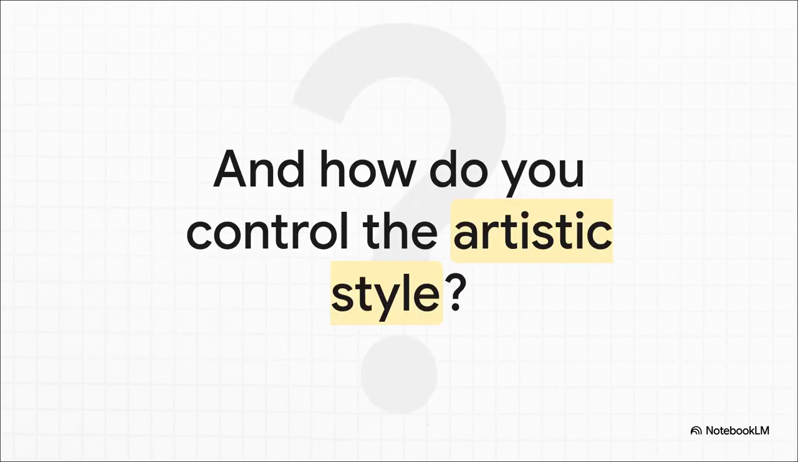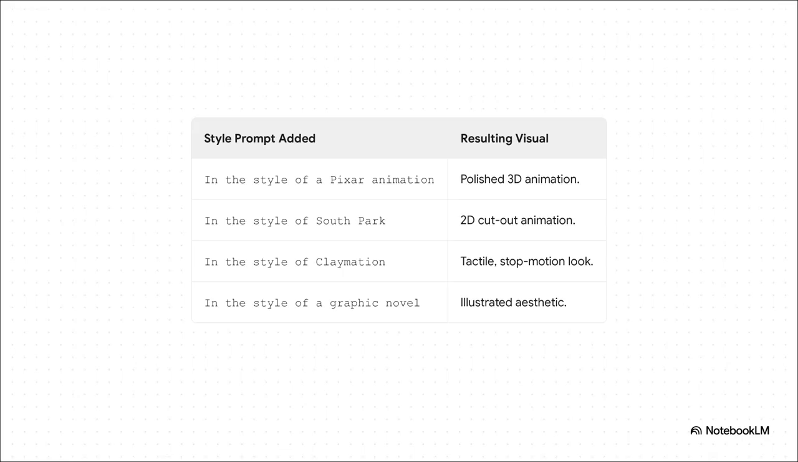Okay, now this is where it gets really, really fun. What if you want to create something that doesn't look like a Zack Films video at all? How do you tell the AI to completely switch its artistic style? This is just incredible. By simply changing that style part of the prompt, you can get completely different results.